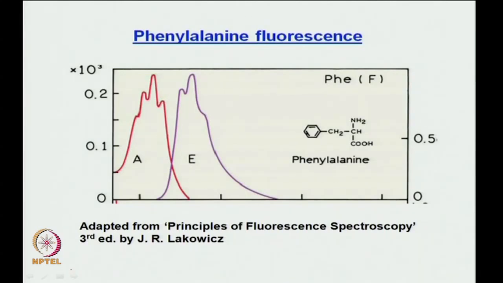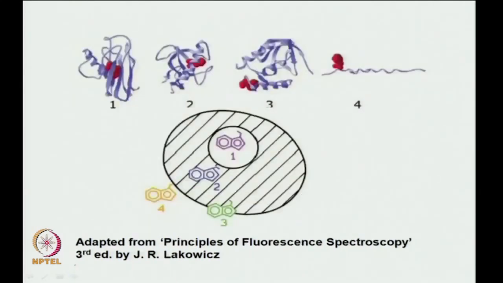And remember, these are parts of your protein. So, these are called intrinsic fluorescence. Intrinsic fluorescence means it is already a part of the protein. It is internal to the protein. You do not have to add fluorophores from outside.